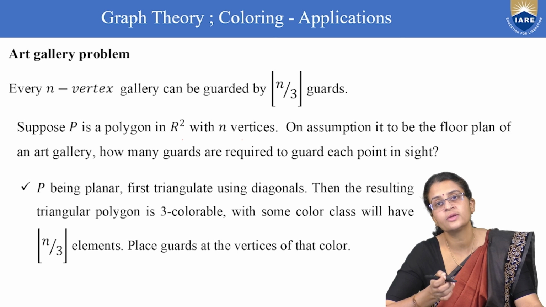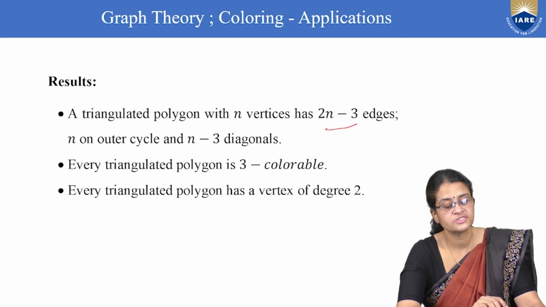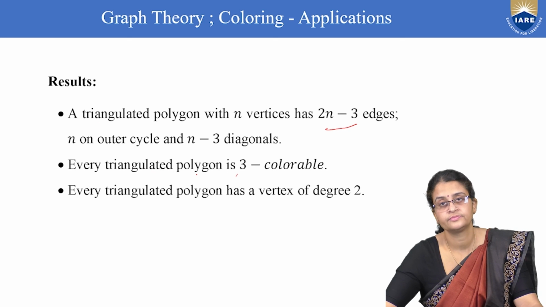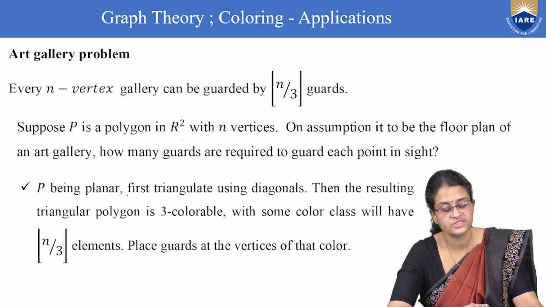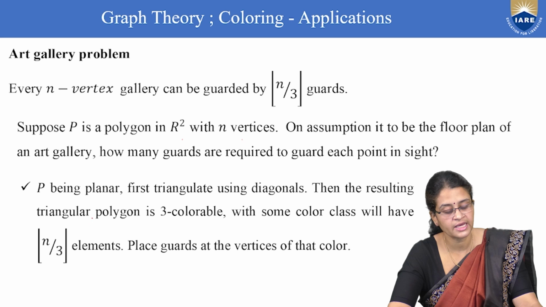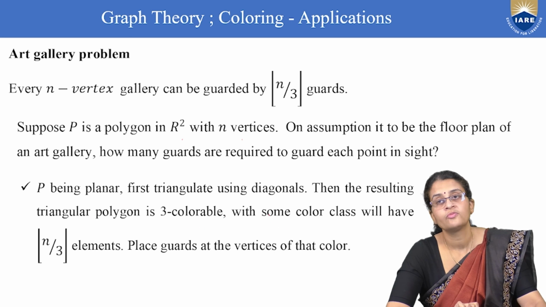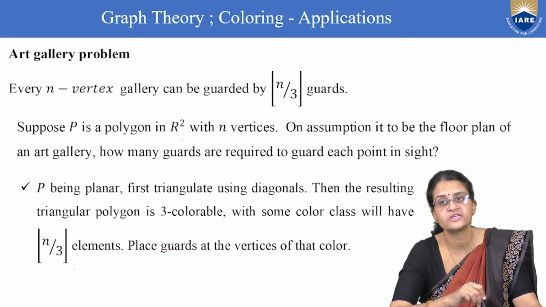From every triangle, we have that a triangulated polygon is 3 colorable. P being planar, first triangulate using diagonals. Then the resulting triangulated polygon is 3 colorable. Some color class will have at most n by 3 elements. Place the guards at the vertices of that color.